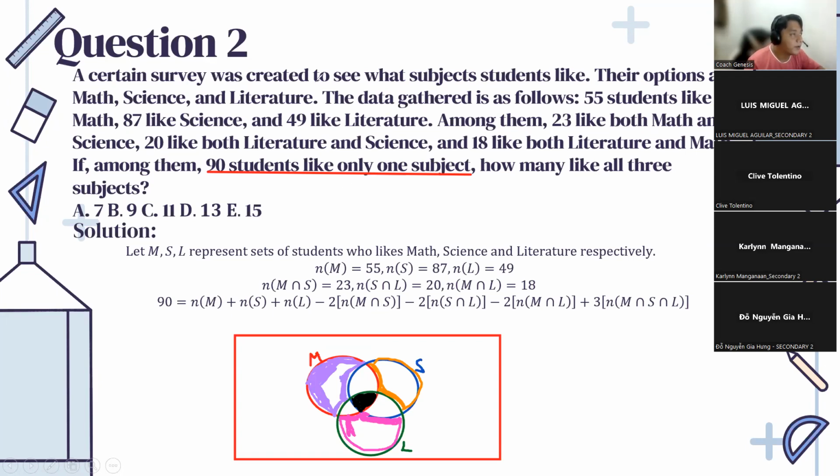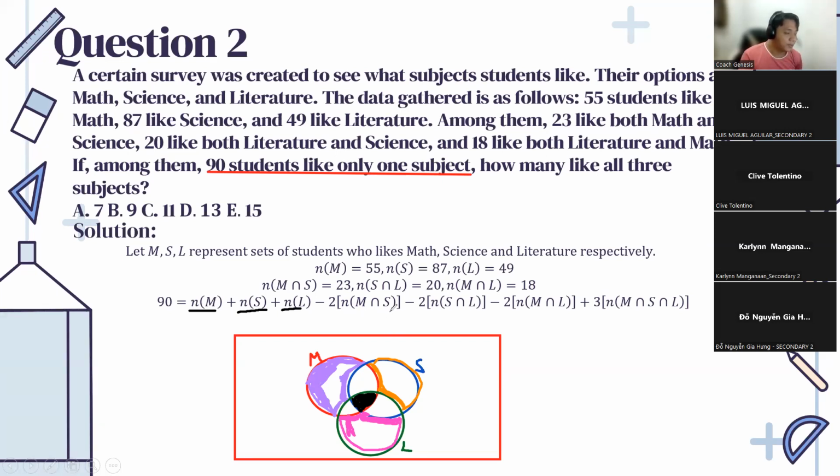Okay, so we have here the total number of students who like math, plus the total number of students who like science, plus the total number of students who like literature. Now, we subtract 2 times the total number of students who like math and science. So why did we subtract 2?